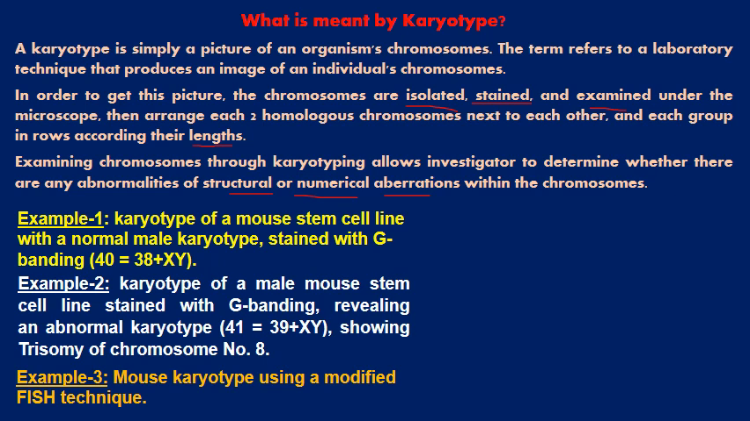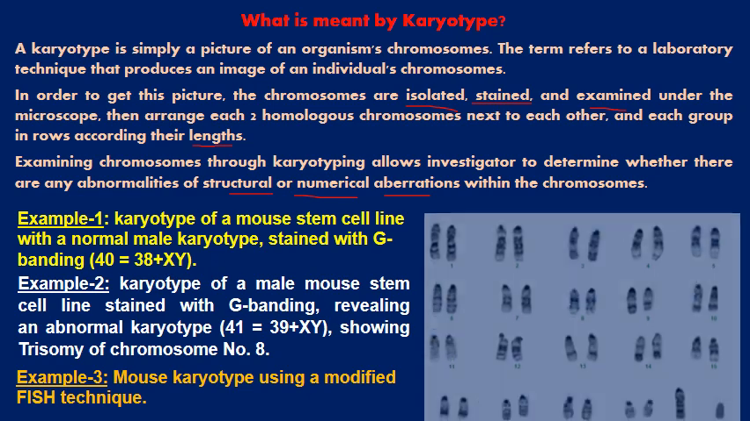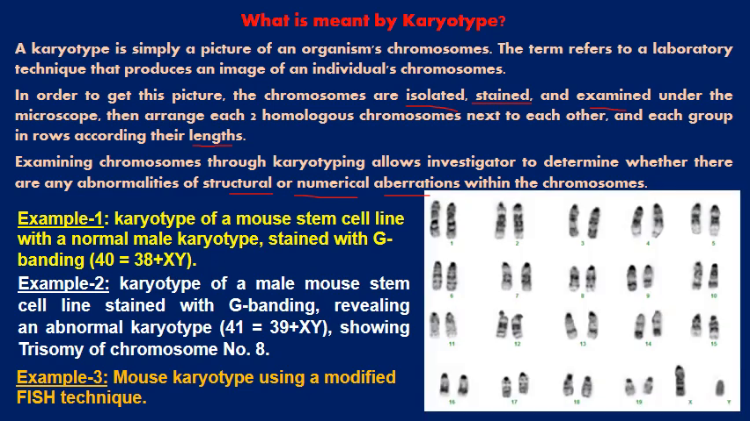Now we will show some examples to illustrate this procedure. First example: this is the karyotype of mouse chromosomes collected from stem cell lines with a normal male karyotype. The total number of chromosomes is 40 telocentric chromosomes. Don't forget, all chromosomes of mouse are telocentric, involving 38 autosomes and XY sex chromosomes.